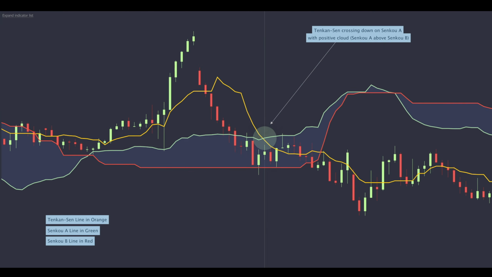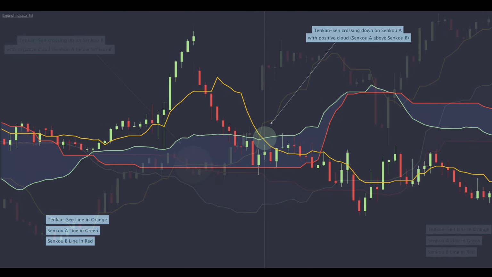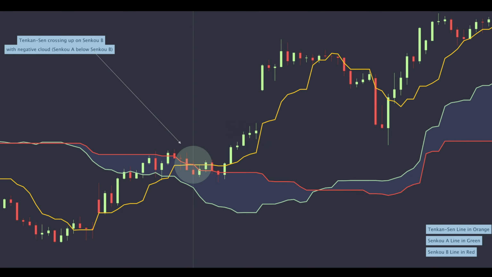In a bullish trend, when the Ichimoku cloud is positive, meaning the Senkou A is above the Senkou B, and the Tenkan-Sen line crosses down on the Senkou A, that can be a sign that price might be about to reverse to the downside. Inversely, in a bearish trend, when the Ichimoku cloud is negative and the Tenkan-Sen line is crossing up on the Senkou B, that can be a sign that price might be about to reverse to the upside. With that said, let's talk through how we script these in the scanner.